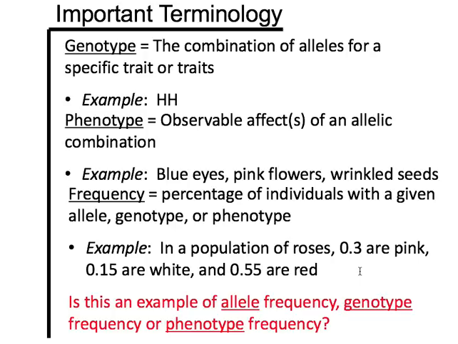So, question, like a trivia question, I guess. In a population of roses, 0.3 are pink, 0.15 are white, and 0.55 are red. So are we talking about the allele frequency? Are we talking about the particular traits that exist in a population? Are we talking about the genotypes, what the genes say, what the letter combinations are? Or are we talking about the phenotype frequency, what the physical appearances are? Hopefully you picked phenotypes, physical appearances.